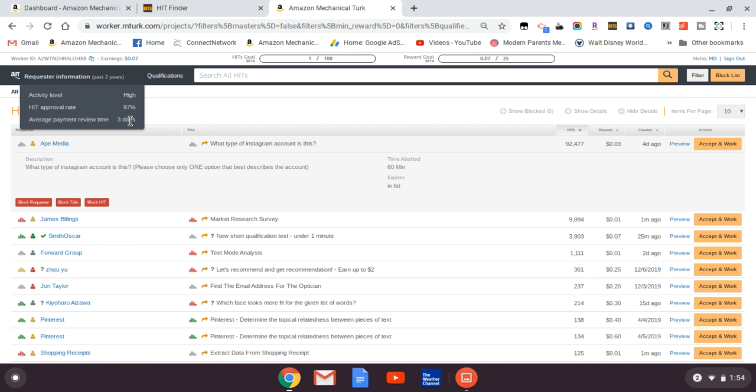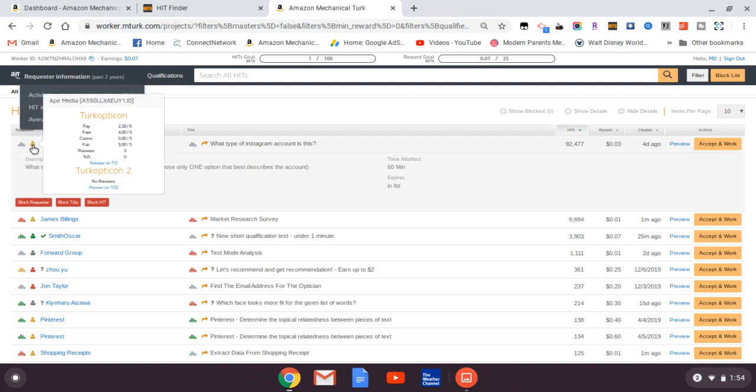Average payment time is important to me, not just because I want to get paid quickly, but also because for a new requester, I don't want to do, say, a handful of hits as a test and then wait 30 days for that requester to approve them. It doesn't make sense. So for new requesters, I'm looking for quick approval, even if I'm just going to dip my toes in and do a handful of them to see if I understand it and if I get approved.